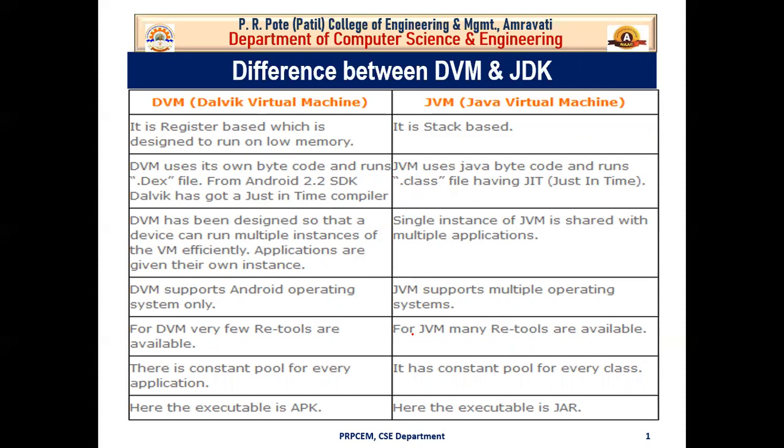As we have seen, .class file, that is Java bytecode, is converted into .dex file, that is Dalvik bytecode, by using Dex compiler. From Android 2.2 SDK, Dalvik has got a just-in-time compiler, while Java virtual machine uses Java bytecode and runs .class file having JIT, that is just in time. In Java virtual machine, Java source code is converted into Java bytecode, that is .class file, by using Java compiler.